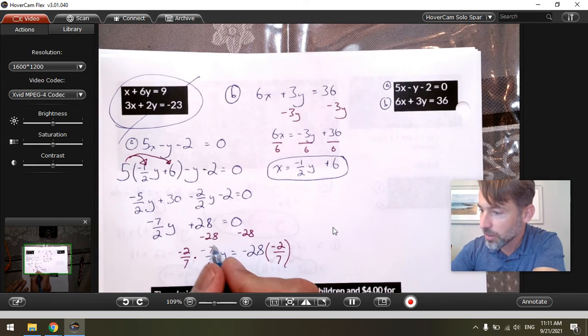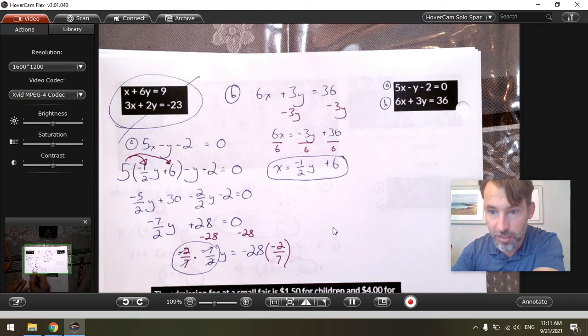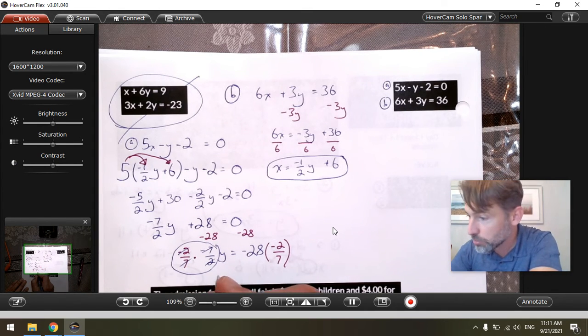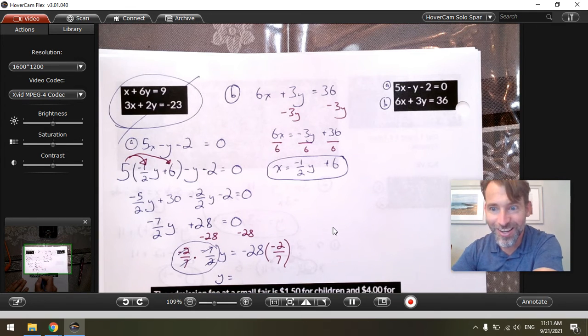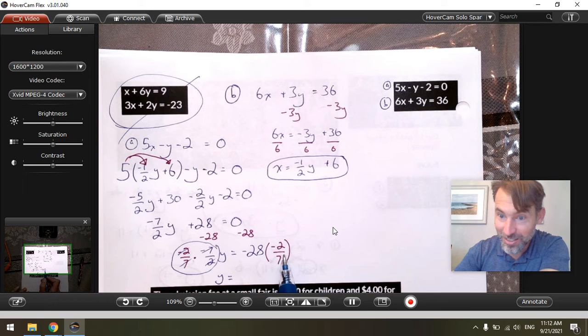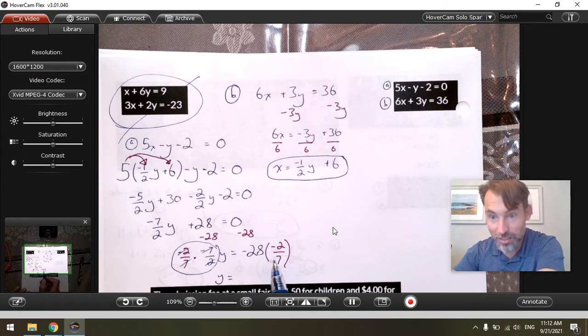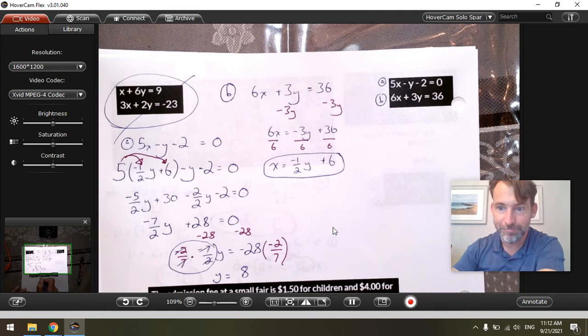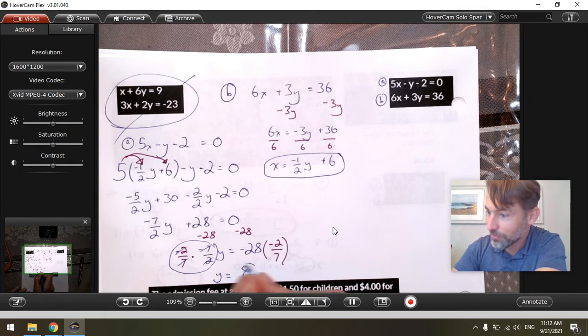Well, the reason why I did that is this is 1. Because the negative 2 cancels the 2, the 7 cancels the 7, negative cancels the negative. That's 1. That's why I chose to multiply by the reciprocal. So that leaves me with y equals a number over here. Negative 28 times negative 2 will give me positive 56. 56 divided by 7 is going to give me 8. So y is 8. I found it.